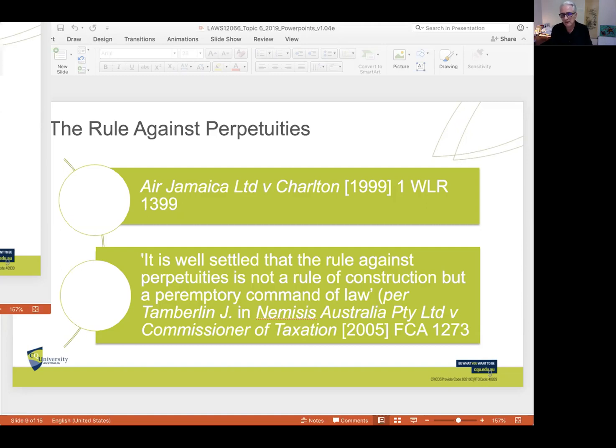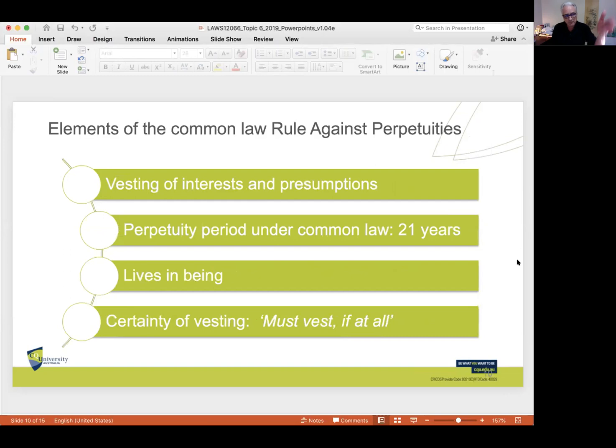Okay. Now, when we look at those elements that I've just referred to from the Air Jamaica case, we find that these are reflected, as you can see there in the next slide. Okay. Vesting of interest and presumptions, perpetuity period under common law, 21 years, lives in being, certainty of vesting, must vest if at all. So we'll come to the Queensland provisions shortly and the impact that they have.